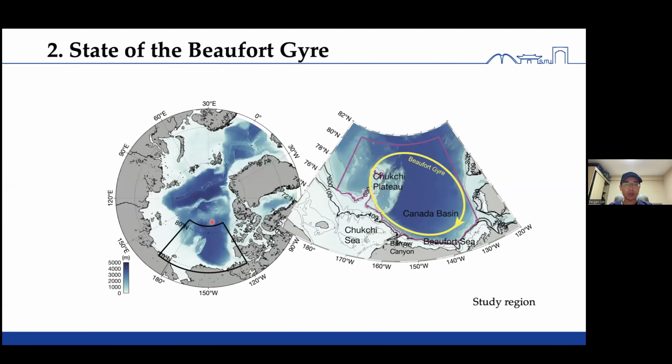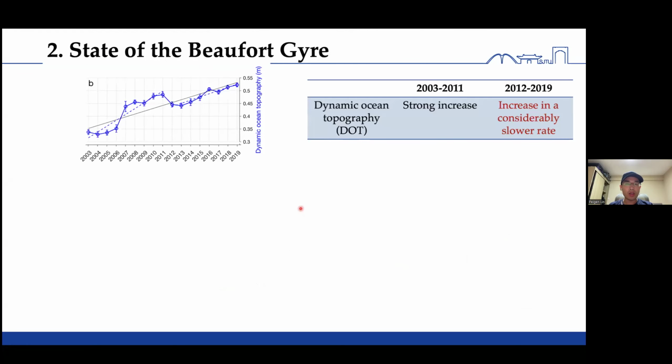Okay, so right below the two questions, this is our study region. I want to point out first this magenta polygon covering the region of the Beaufort Gyre. So our data will be averaged within this polygon in the following results.